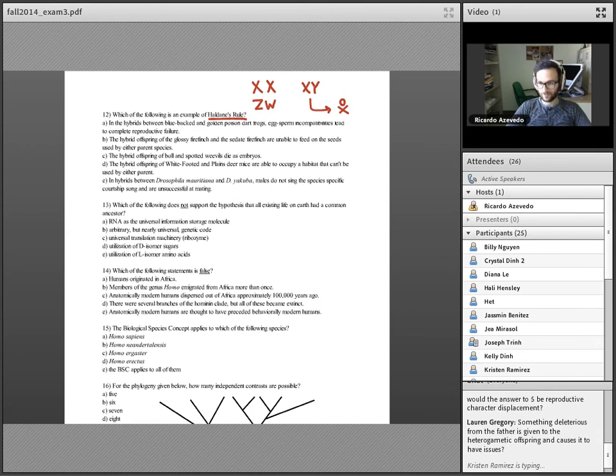Lauren says something deleterious from the father is given to the heterogametic offspring, causing it to have issues. Muhammad says because it's sex linked. And Kristen is also writing, so I have to wait for her.